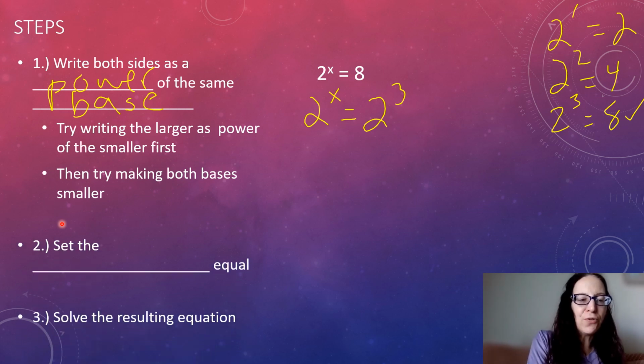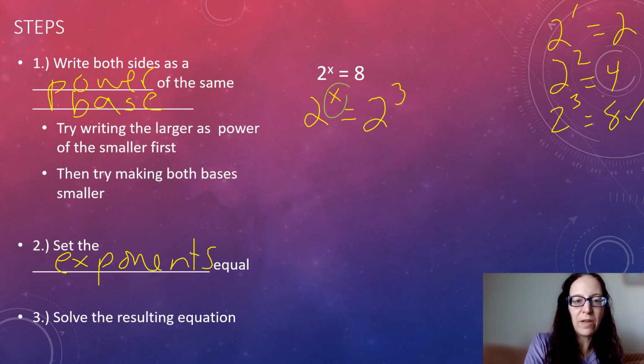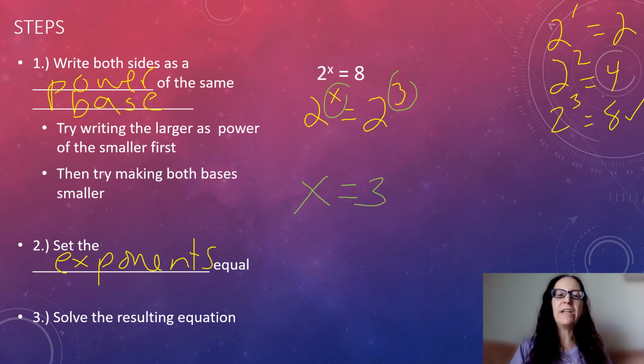Once you have done that, you can set the exponents equal. So in this case, we have x and 3. So we're going to write x is equal to 3. And then step 3, solve the resulting equation, which in this case does not involve any steps, okay? Because once we had the exponents, one of the exponents was just an x, and so there was nothing to do.